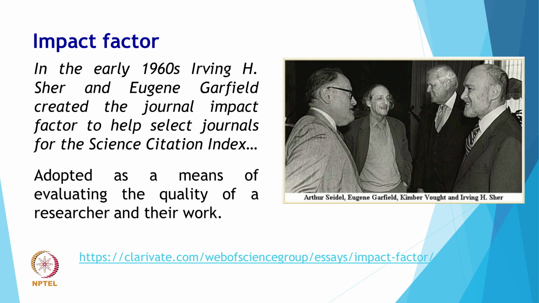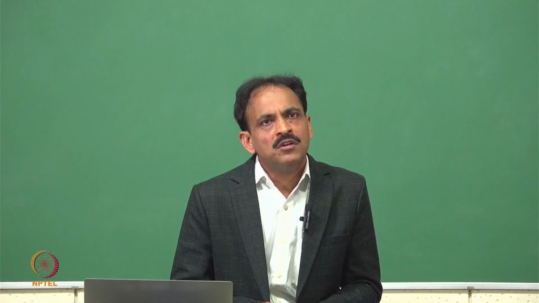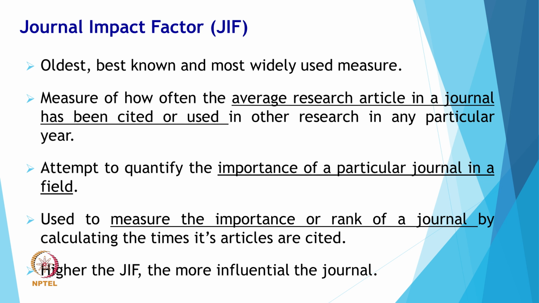Over a period of time, however, it has been adopted as a means of evaluating the quality of research and researchers' work. The journal impact factor is the oldest, best known and most widely used measure for assessing journal performance. It measures how often the average research article in a journal has been cited or used in other research in any particular year. It attempts to quantify the importance of a particular journal in a field. The journal impact factor is used to measure the importance or rank of a journal by calculating the times its articles are cited.